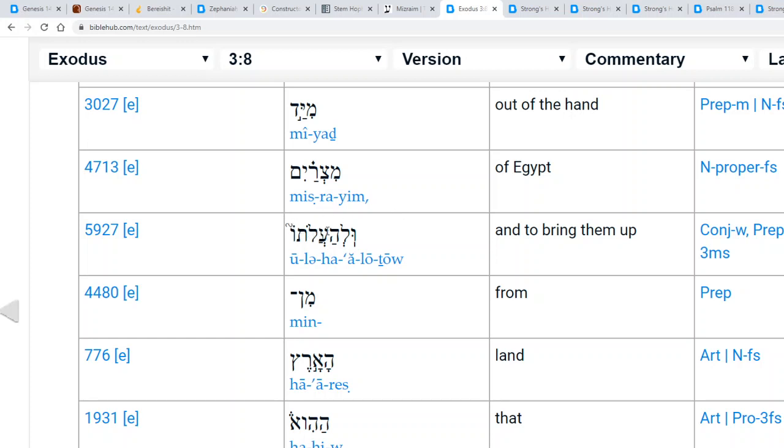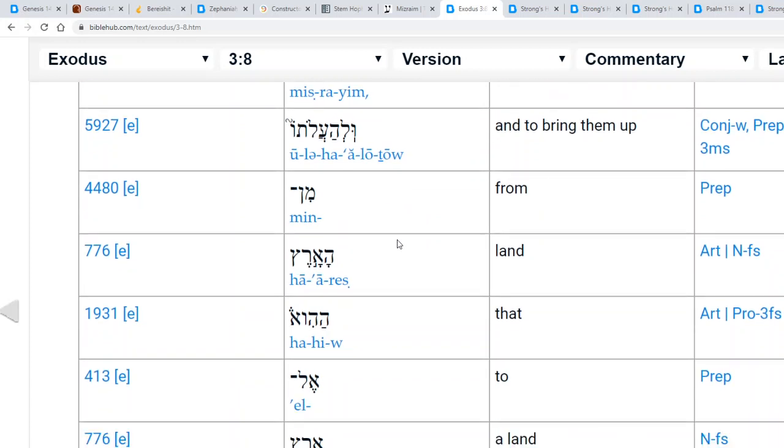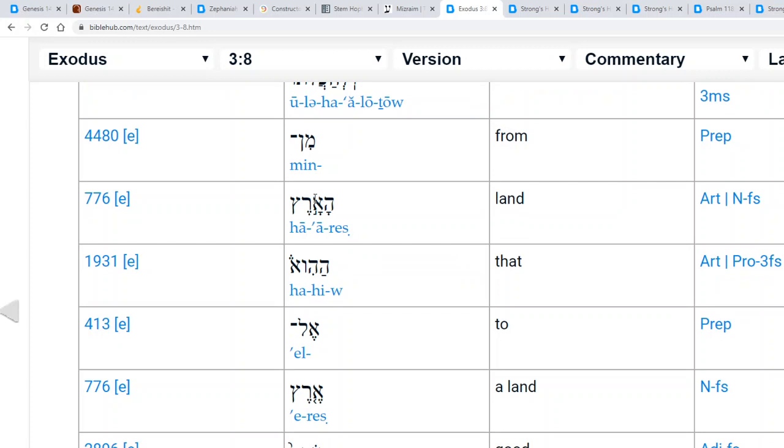So this is from the root Ayin Lamed Hey, to go up. It is written chaser. There's no Vav between the Lamed and the Tav, if you're keeping track of that, to bring him up. Min is the preposition. Haaretz, article, and the noun land. Ha-hi. Okay, so this is a kind of strange way of doing it.